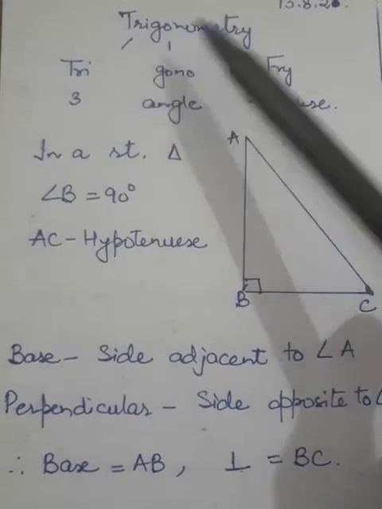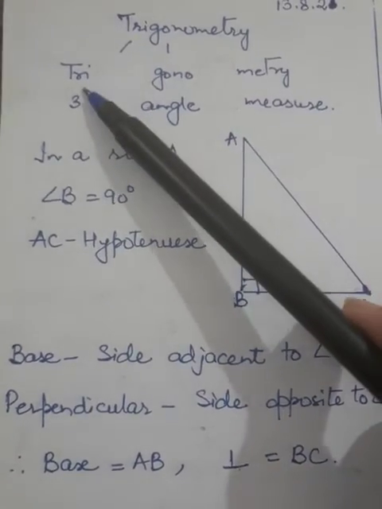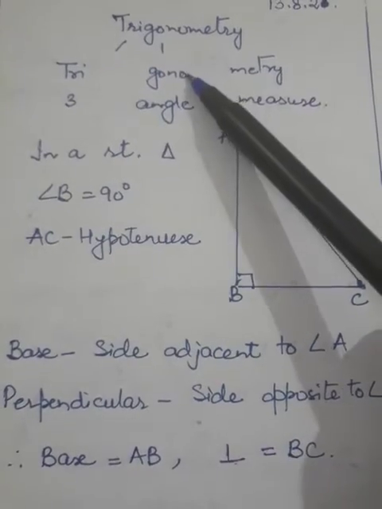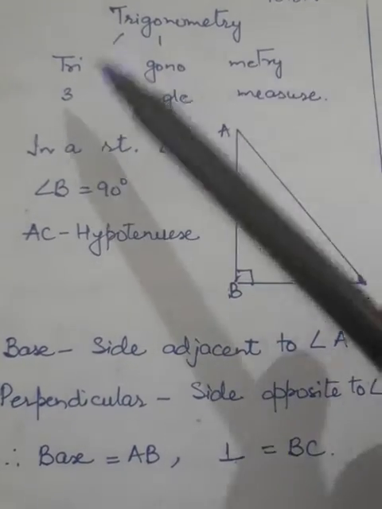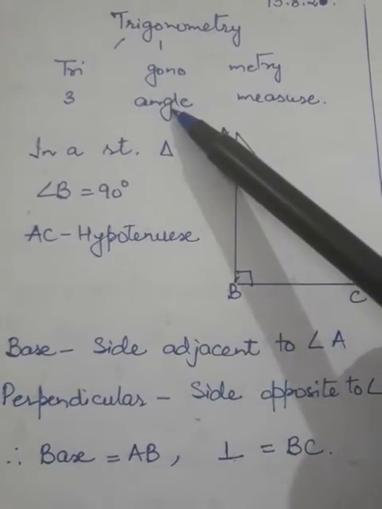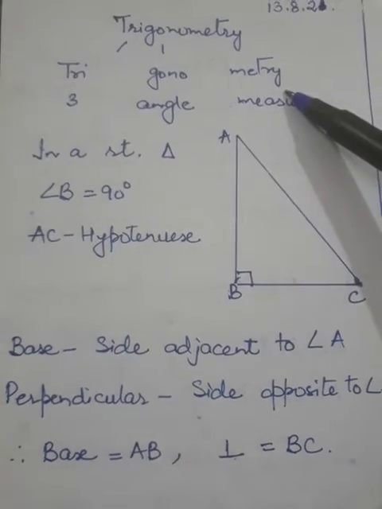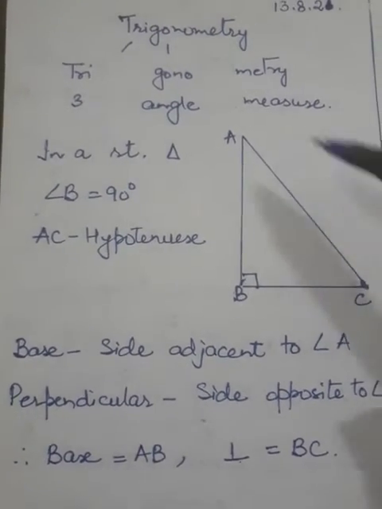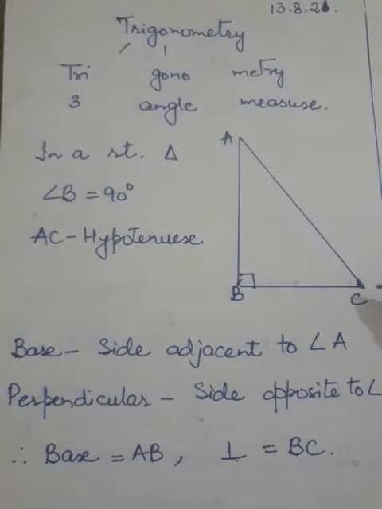Now, trigonometry, the word comprises three words: trigonometry. Tri means three, gono means angles, metry means measure. So, in trigonometry, we deal with a right angle triangle.